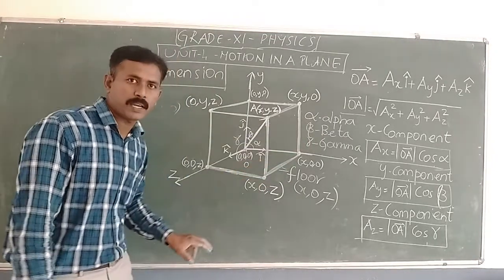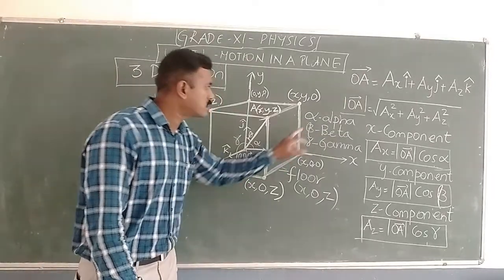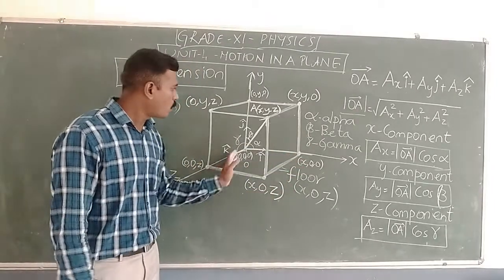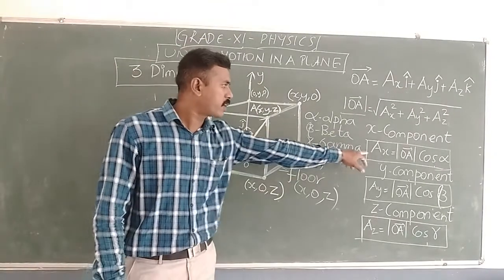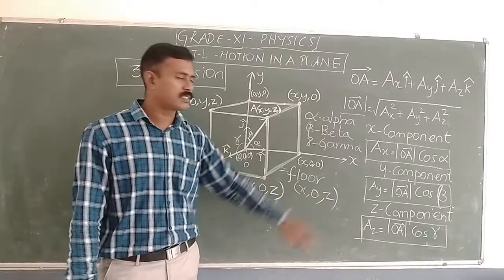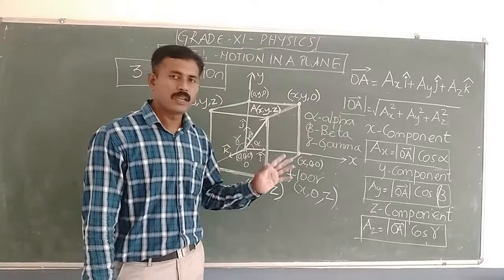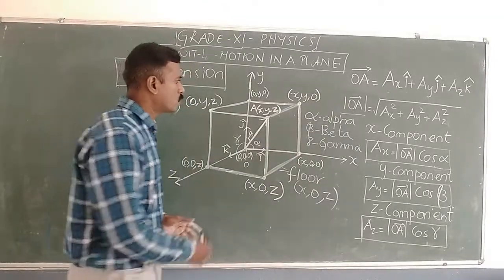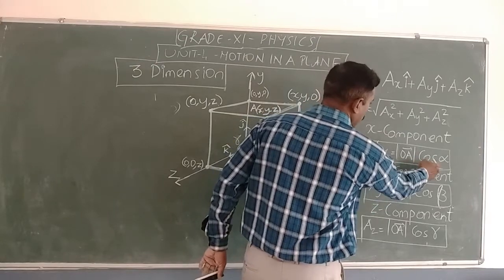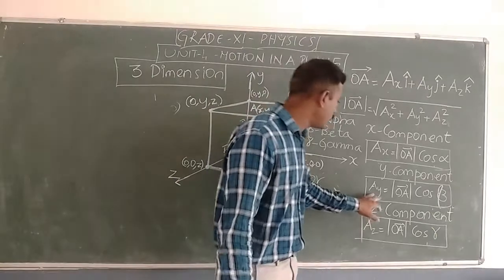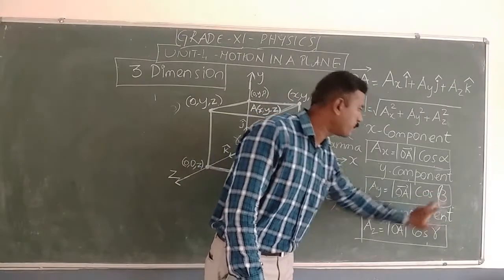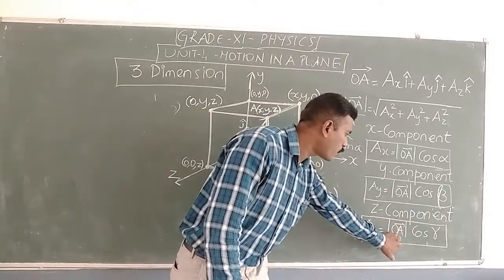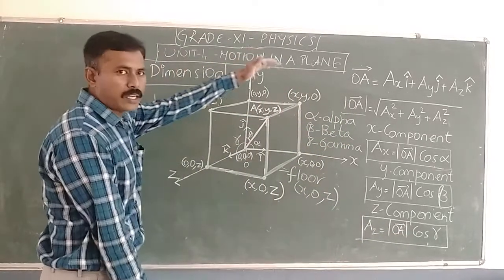Alpha is the angle made by OA with the x-axis. Beta is the angle made by OA with the y-axis. Gamma is the angle made by OA with the z-axis. So with this we can find the component of OA along each axis. When you know the angle made by OA with each axis, you can find the component of OA along that axis. So ax is the magnitude of OA times cos alpha. ay is the magnitude of OA times cos beta. az, the component along the z axis, is the magnitude of OA times cos gamma. So these are the consolidated formulas.